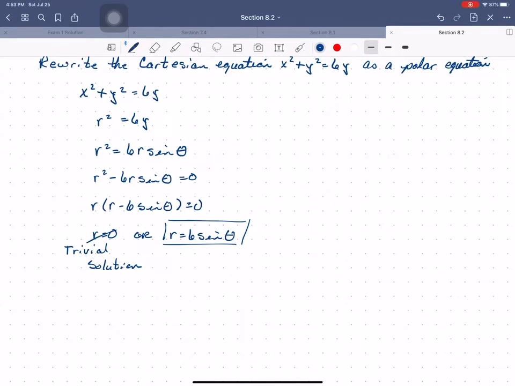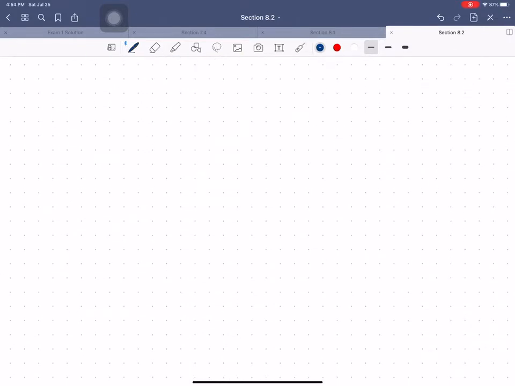Okay. So that's your basic technique for going from Cartesian to polar. Sometimes it gets a little trickier, but that's really the basic technique. Let's go the other way. This sometimes gets more interesting. Let's rewrite the polar equation r equals sine 2 theta in Cartesian form.